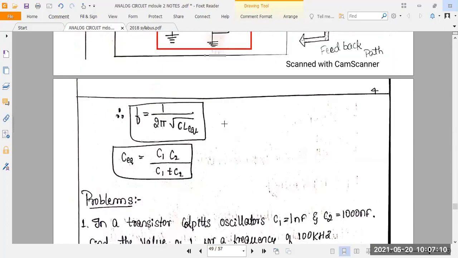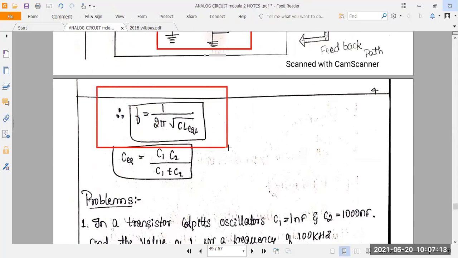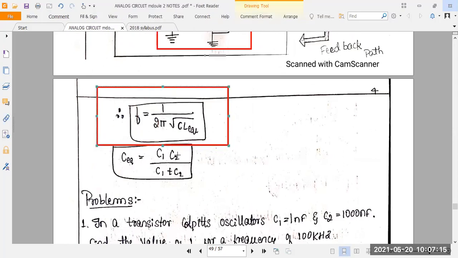Now write the output frequency of the Colpitts. Here they have written it wrong. The frequency equation is F equals 1 divided by 2 pi square root of L C equivalent. What is C equivalent? C1 into C2 divided by C1 plus C2, because the capacitors are in series. For the capacitance, don't write C1 plus C2. C equivalent always means C1 into C2 divided by C1 plus C2.